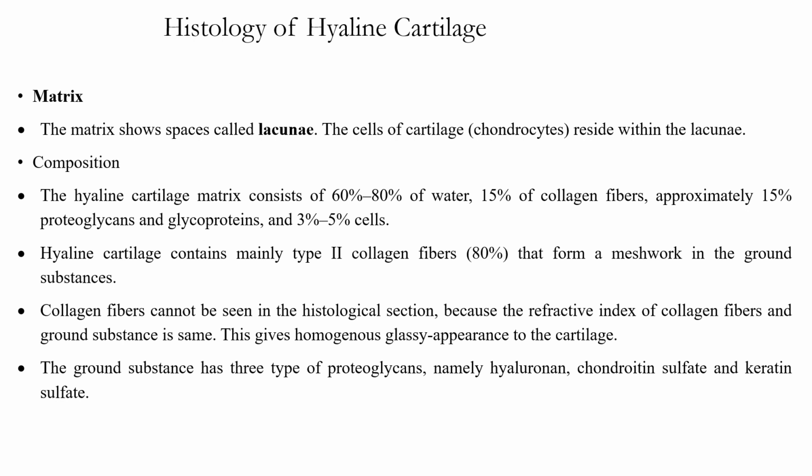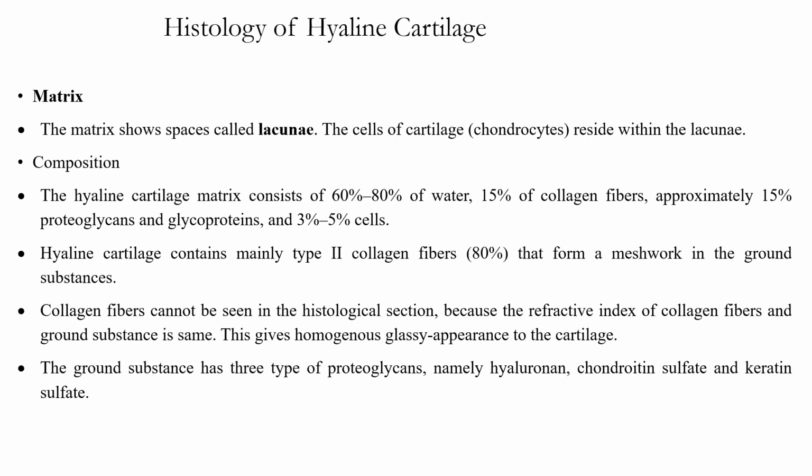The matrix of hyaline cartilage shows empty spaces called lacunae in which the chondrocytes are present. If we see the composition of the matrix of hyaline cartilage, it has 60 to 80% water, 15% collagen fibers, and 15% proteoglycans, glycoproteins, and 3 to 5% of cells. So roughly, only 5% cells are there and 95% is the extracellular matrix. And if we see the fibers, they are mainly type 2 collagen fibers. 80% of the fibers are type 2 collagen fibers which are embedded within the ground substance.